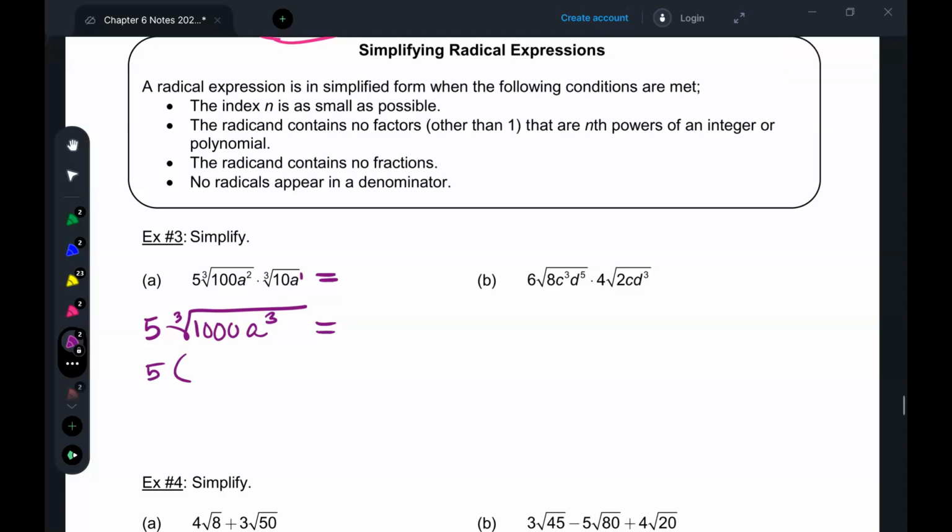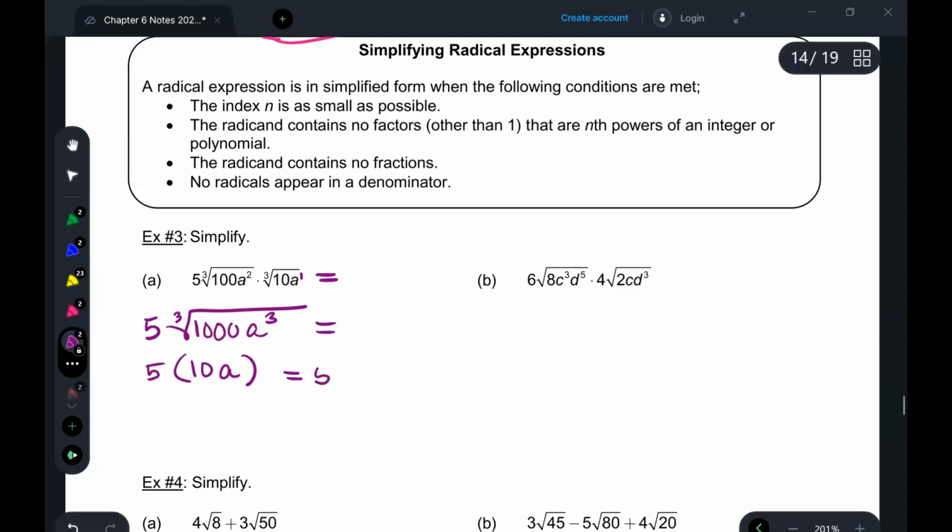Okay, so what's the cube root of 1,000? 10 times 10 times 10 is 1,000, right? How many zeros do we have? 1, 2, 3. That means it's 10 to the third. So I get 10, a to the first power. Okay. Right? Cube root is going to cancel. Oh, can I multiply? Yeah, I can just multiply the 5 and the 10.